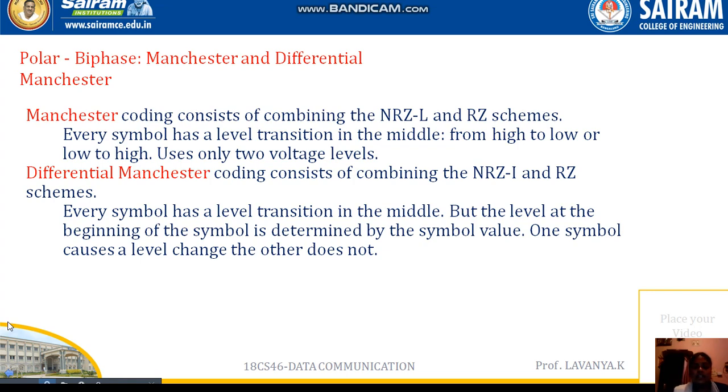In differential Manchester, every symbol takes the transition at the middle, the same as Manchester, but the level of the signal is determined by the symbol value. That value causes a change from higher to lower or lower to higher, but one symbol causes a level change and the other does not. Where the level changes and for which value, we will see in this differential Manchester.